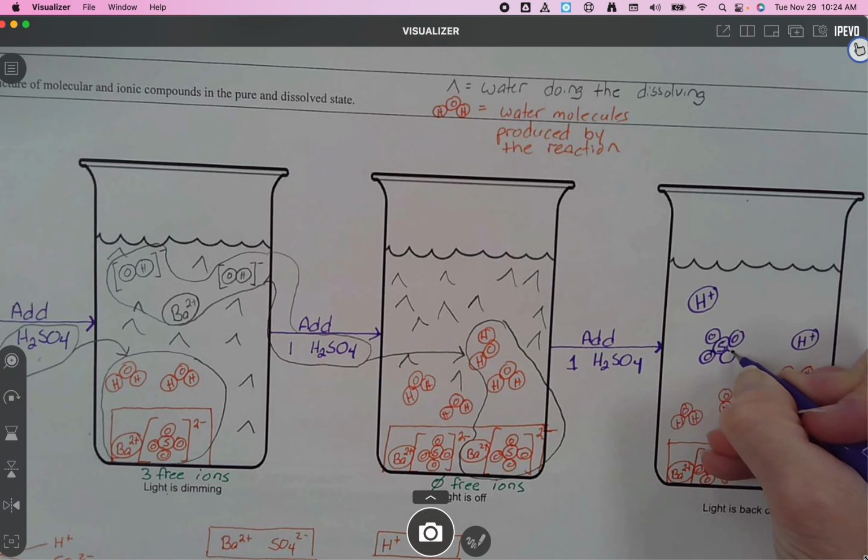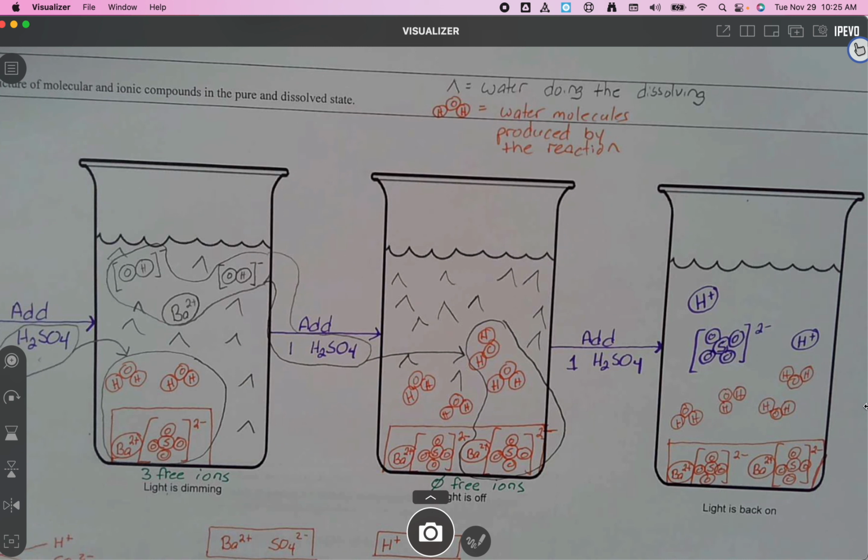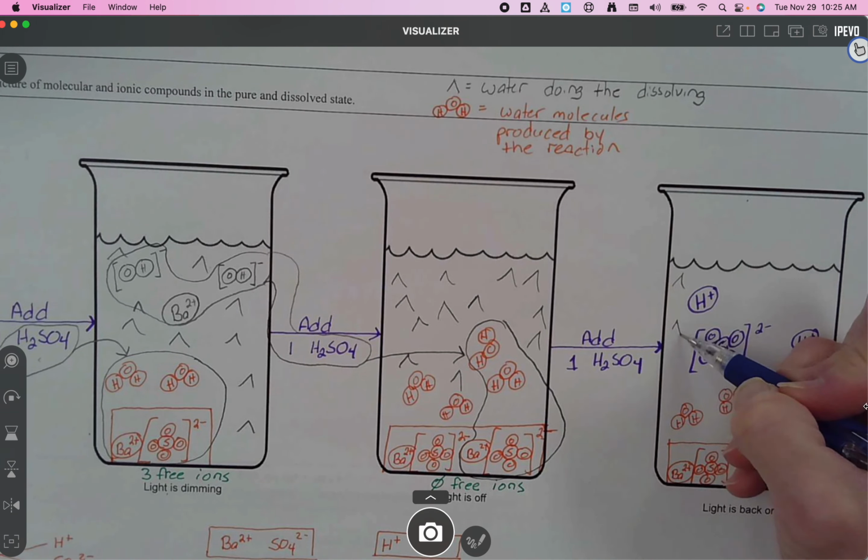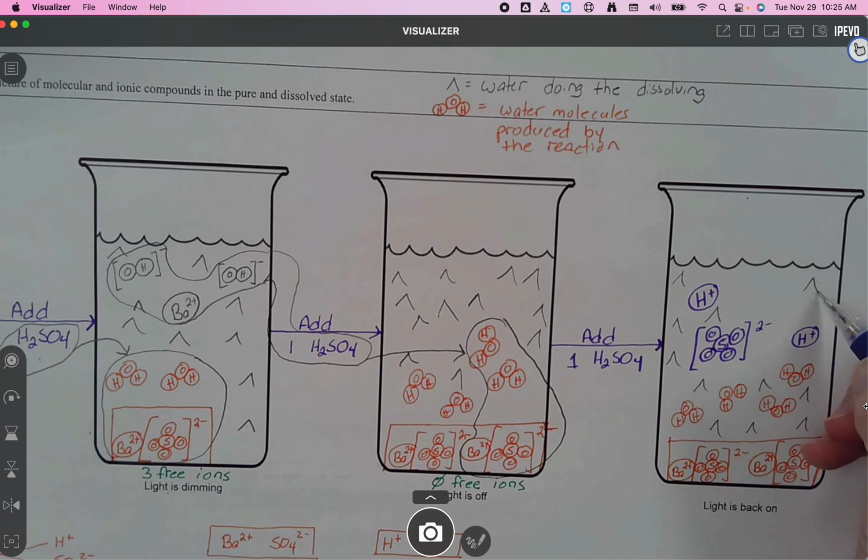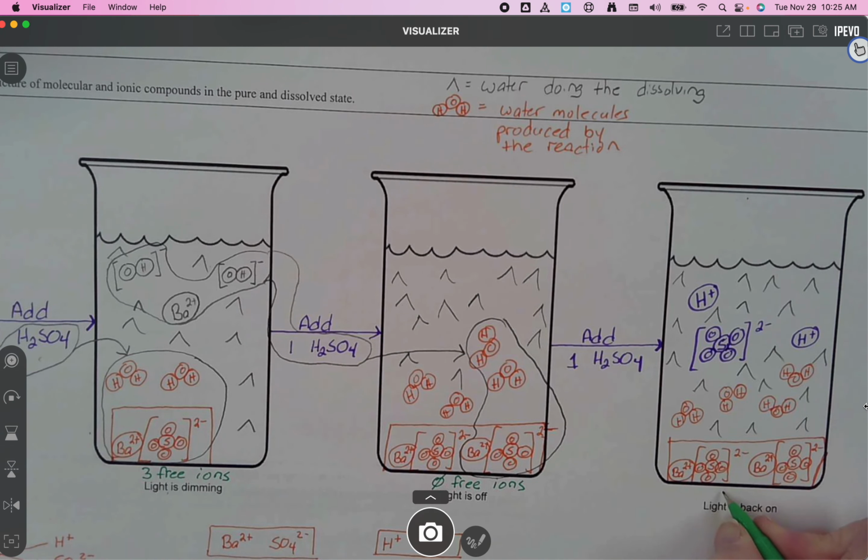Because now there's no more barium hydroxide to react with, so the sulfuric acid, which is capable of conducting electricity, can do the job. But we also have 15 water molecules doing the dissolving. And a few more, because the sulfuric acid came dissolved in water. And so we have quite a lot of things here going on inside of our beaker. But I think we've done it. We're back to having 3 free ions.